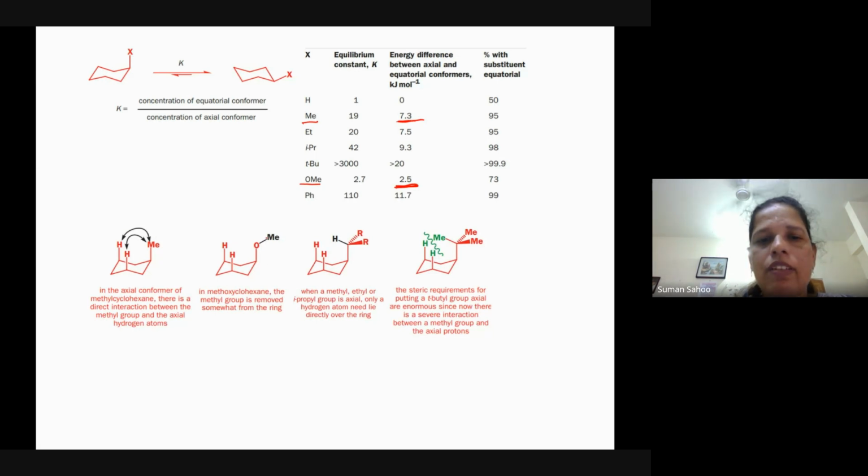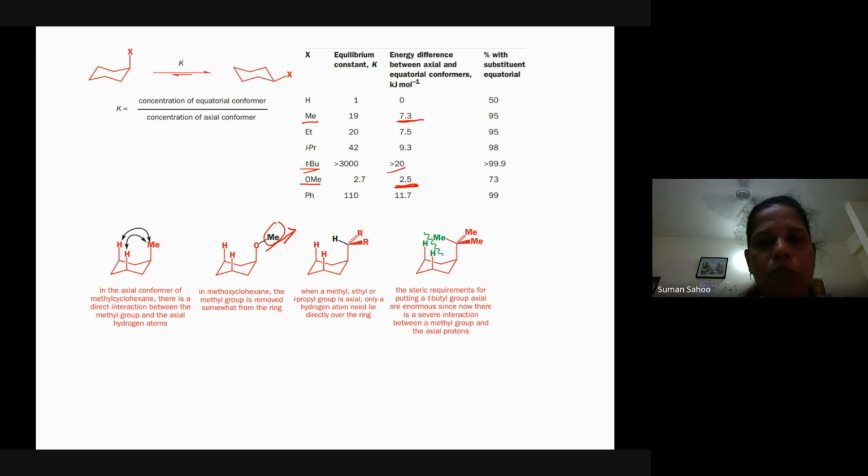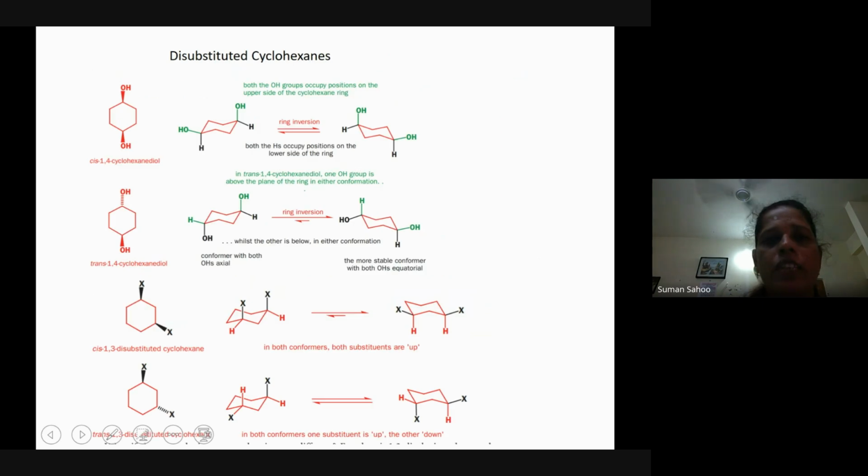But in the case of methoxy cyclohexane, the methyl group is pointed along this direction, so there is no interaction with the axial hydrogens. And when you have a bulkier group like tertiary butyl, you see the energy difference is very high. So here you have a very steric crowding. So the axial conformer is less stable as compared to the equatorial conformer. So we can just say that whenever we have a monosubstituted cyclohexane, the substituent goes to the equatorial position preferably. So what about a di-substituted cyclohexane?